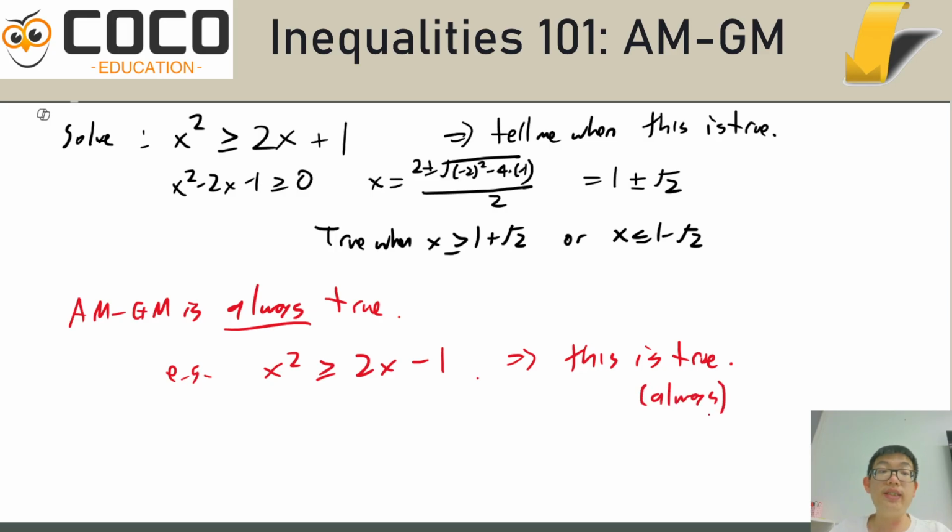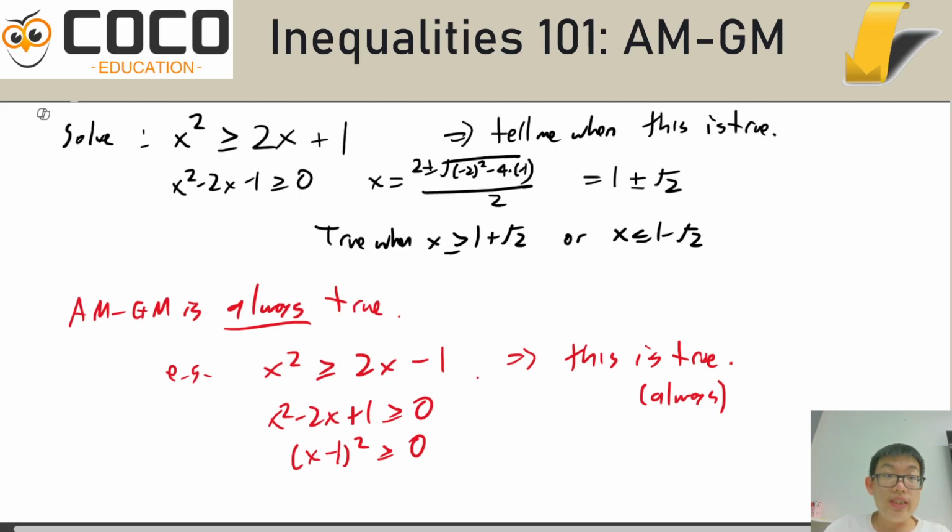Of course, in this case here, it is not because of AM-GM that it's true. It's true because if you were to push it to the other side, this is x minus 1 squared. So this is saying that it is true all the time because a square cannot be negative. Now, technically, if you were to say solve this, the answer to this is all x. So that's not really what it is meant to be used for.